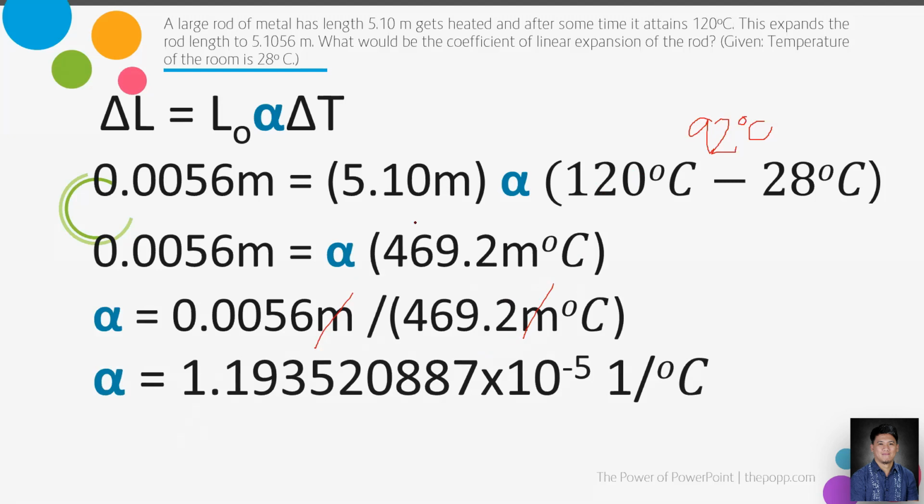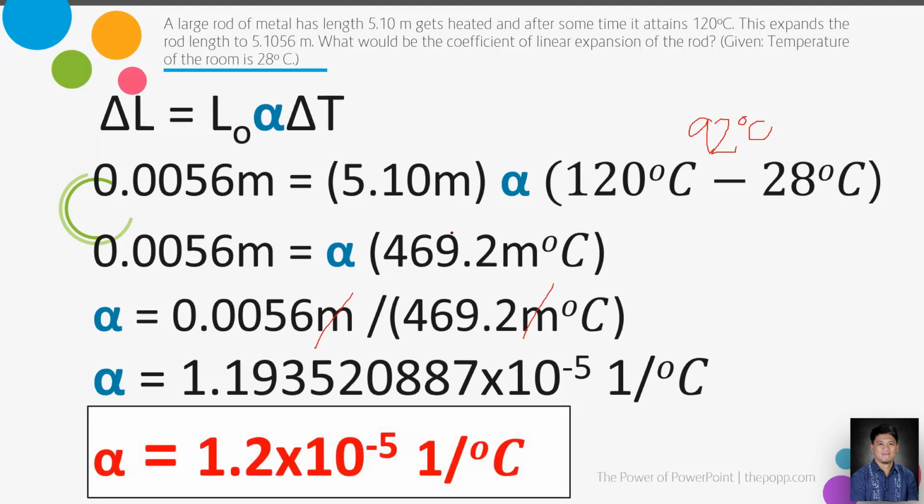So since the least number of significant figure is 2, so we will round this to 2 significant figure, and that is equal to 1.2 times 10 to the power of negative 5, 1 over degree Celsius. Okay, so that is the coefficient of linear expansion of the metal rod.